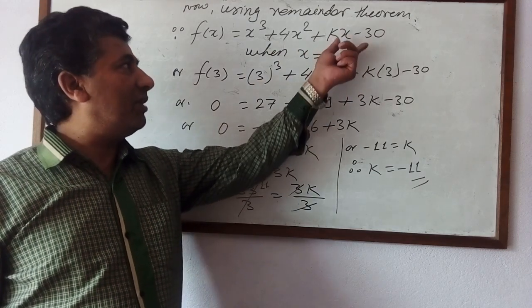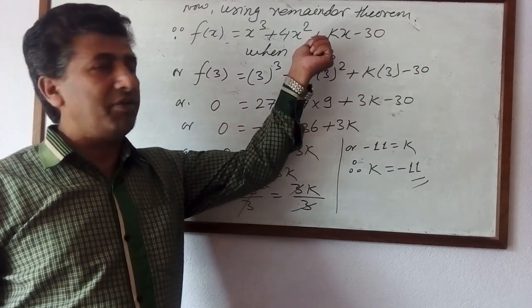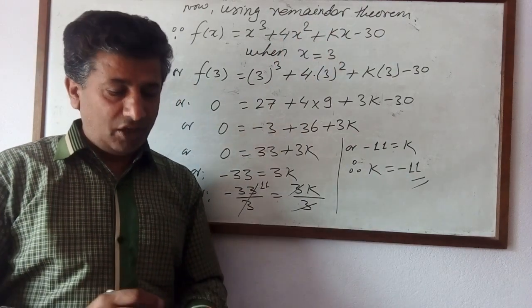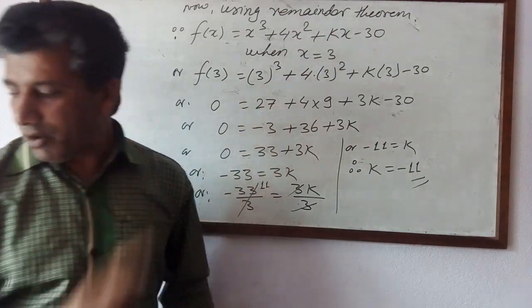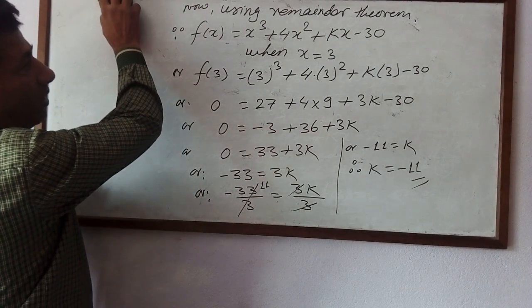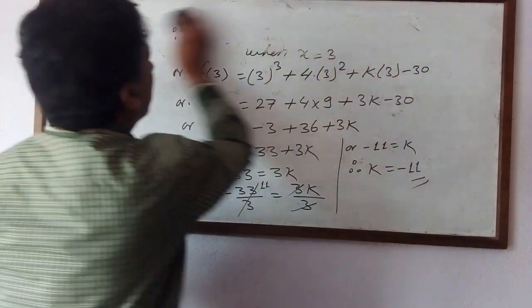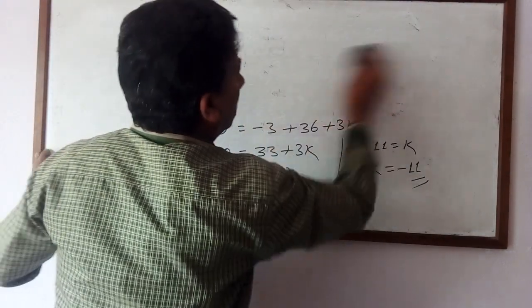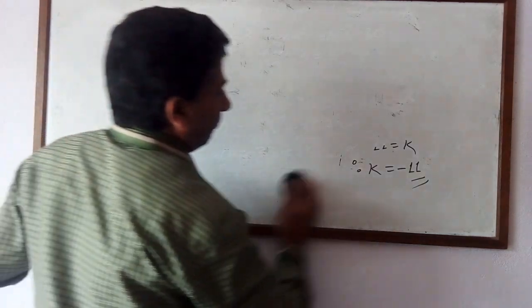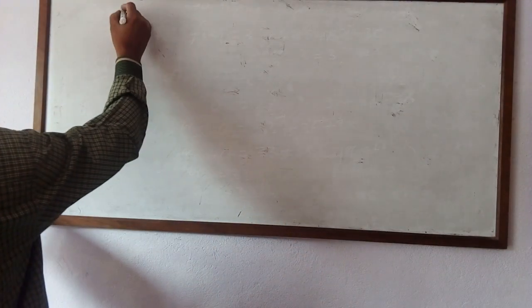When the value of k is minus 11, then x minus 3 exactly divides this polynomial. Now in this way, this is the process you have to do. Now one more question I'll solve. Now question number 3.